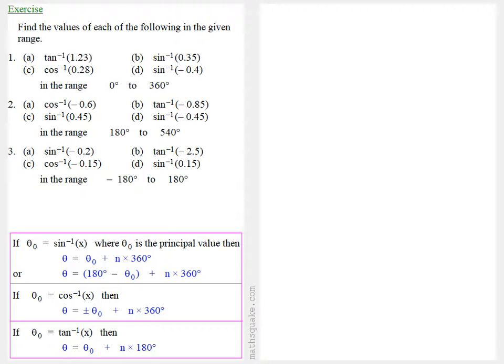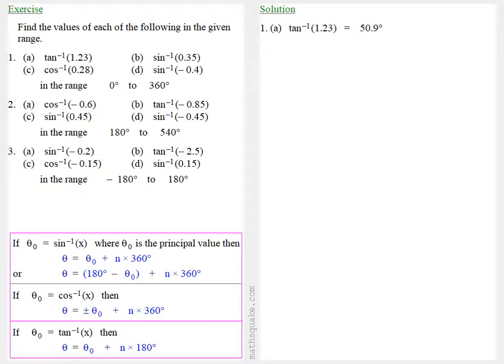When we're trying to find the inverse cosine of an angle, then using the calculator we get the principal value theta naught, and the general solution is plus or minus theta naught plus n times 360 degrees, where n is any integer. And if we're trying to find the inverse tangent of x, then on our calculator we get the principal value theta naught, and the general solution is theta naught plus n times 180 degrees, where n is any integer.